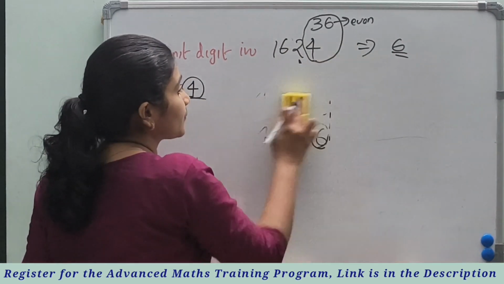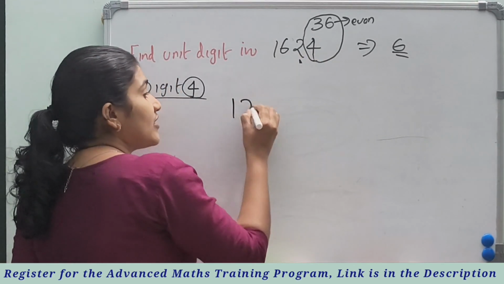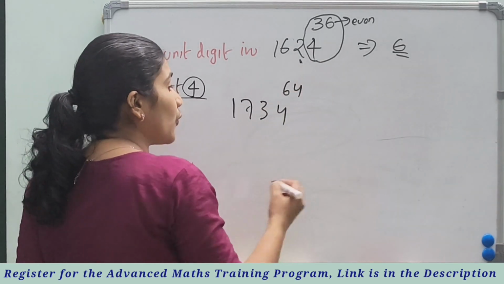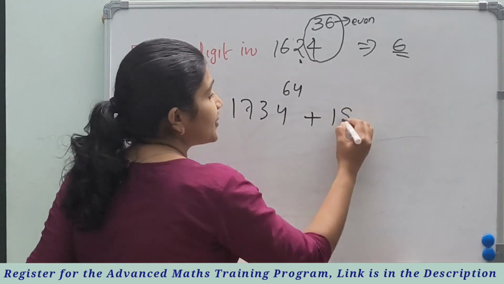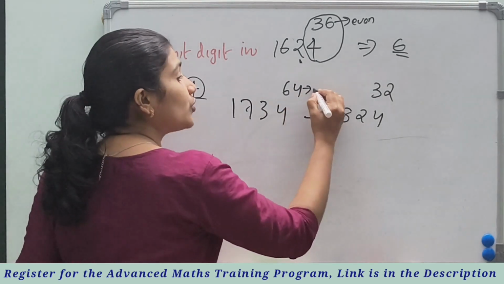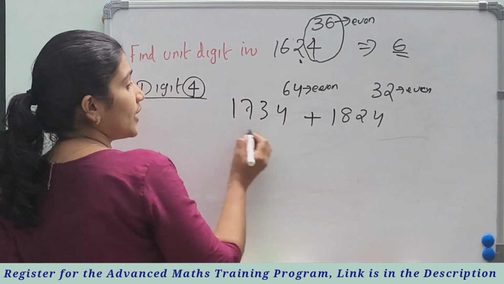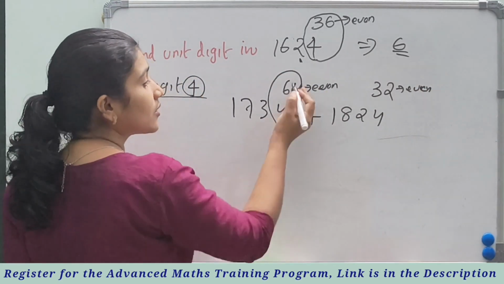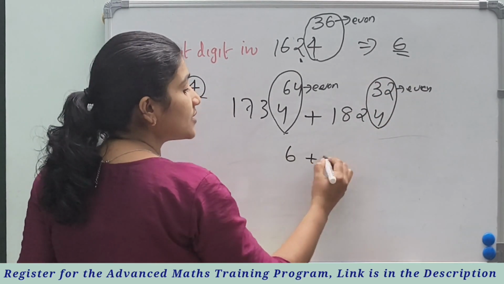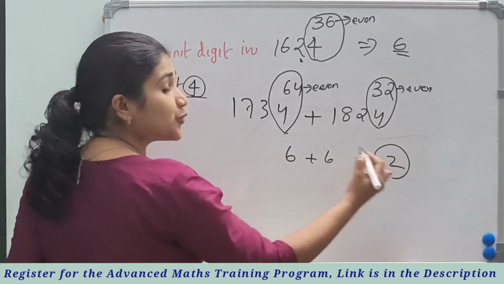Now, 1734 raised to 64 plus 1824 raised to 32. You can see here both are even numbers. So in 4 raised to 64, unit digit is equal to 6 and 4 raised to 32, unit digit is 6. So 6 plus 6, 12, which means the unit digit in this expression is 2.